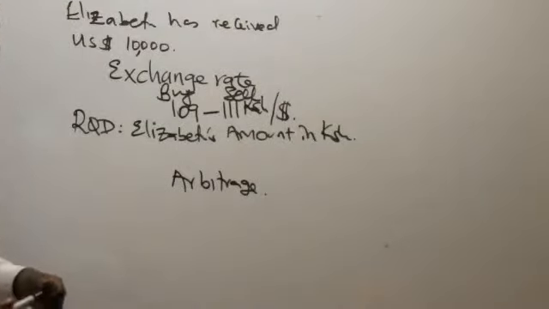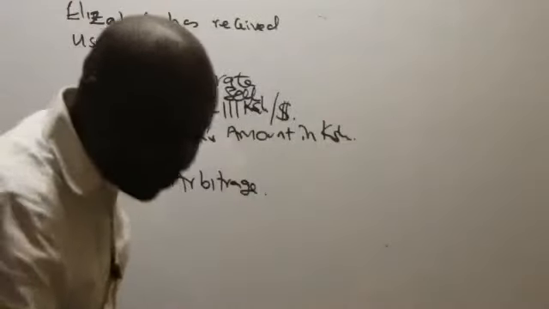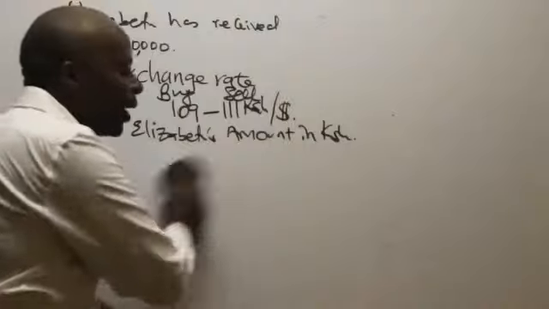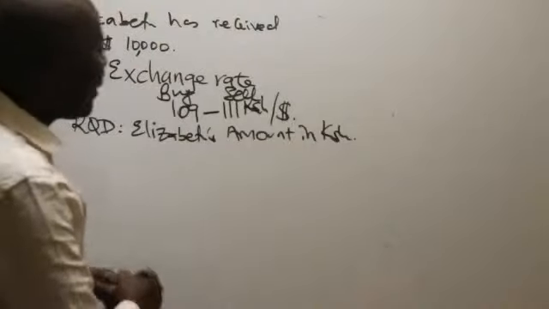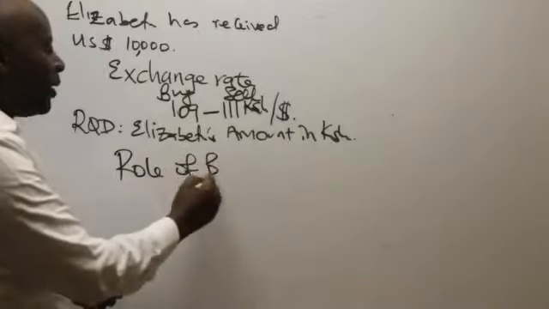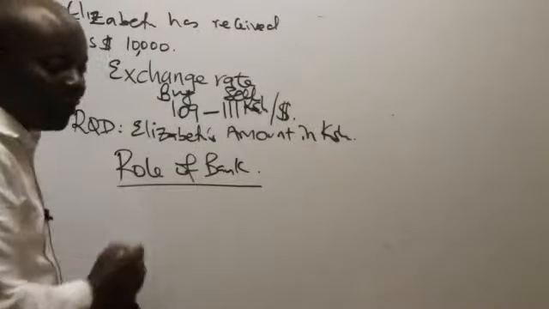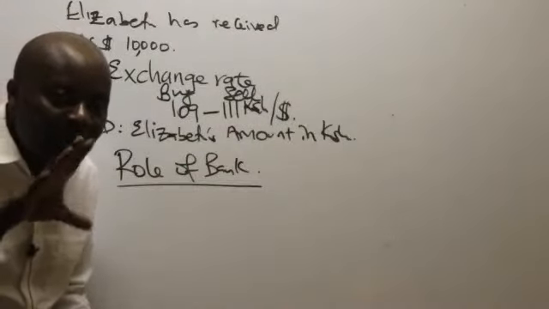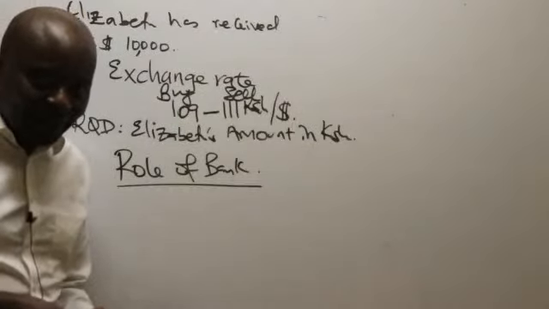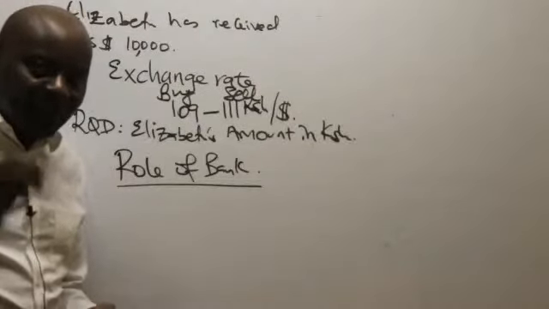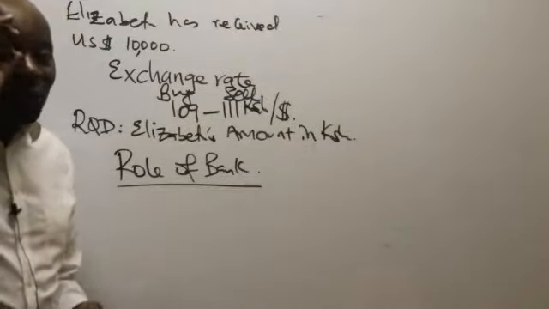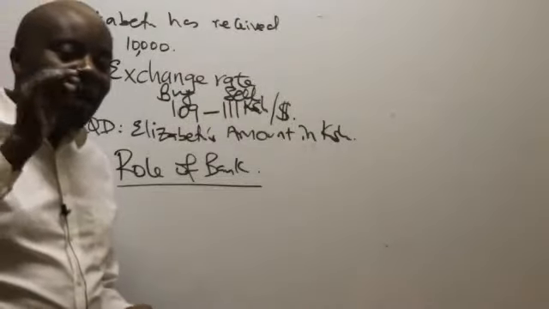So in this case, ladies and gentlemen, having ascertained the buy and the sell rate, it will be very wise of you to come and give us what we call the role of the bank. The role of the bank. Which role? Because, you know, a bank is the medium of exchange, right? So remember, all foreign currency transactions are viewed from the perspective of the bank.